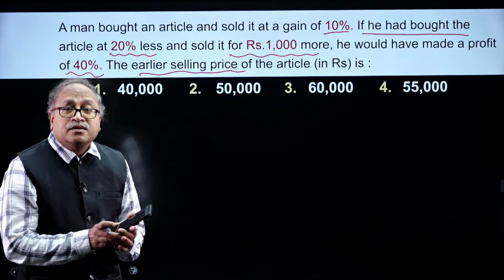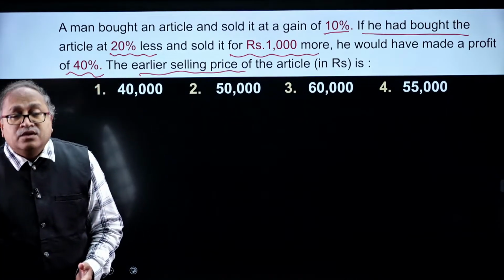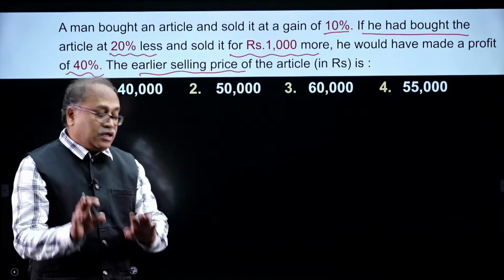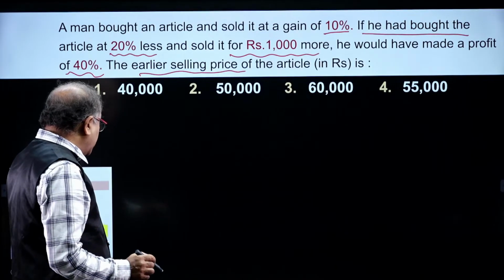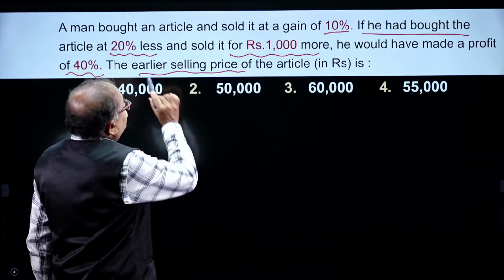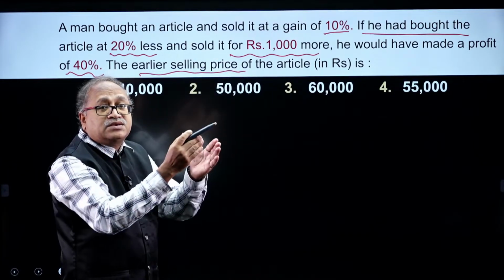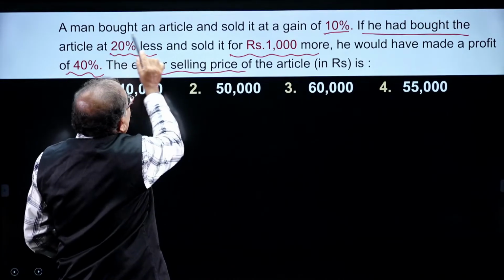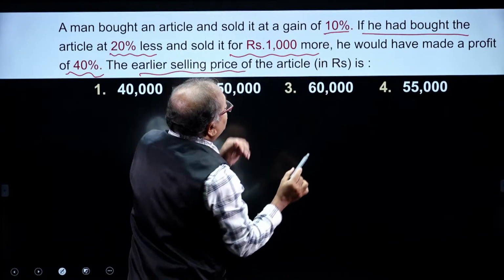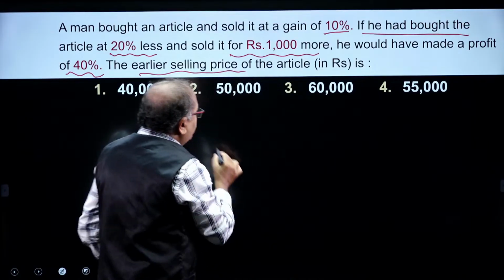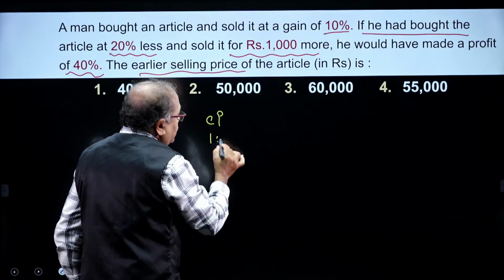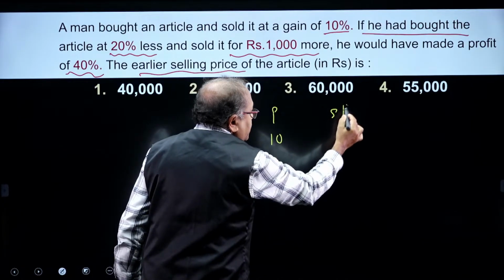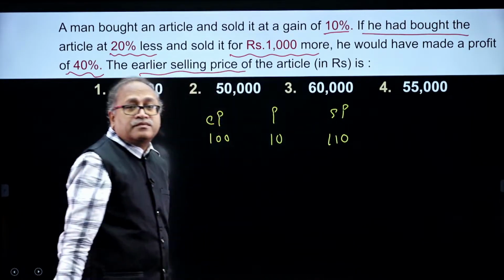Shall I try? Okay. Know the best method to answer questions like this. I am giving you, you will not get a better method than this. Particularly when there is a change in the selling price, there is a change in the cost price. So, an article is bought and sold at 10% profit. So, CP here is 100, the profit is 10%, the selling price is 110.